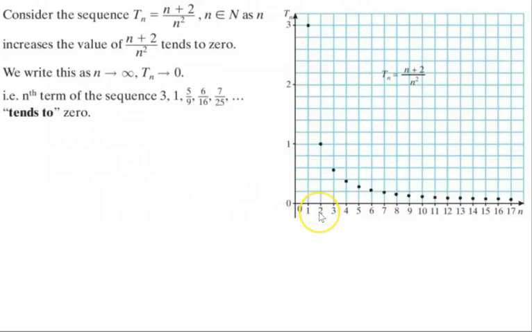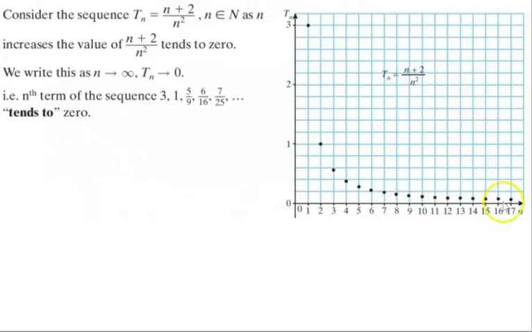If we were to sub in 2 into our nth term, we'd have 2 plus 2 over 2 squared. We'd get an output of 1. So Tn would be 1. So that's where we get (2, 1) on our graph. And if we were to sub in 3, our output would be somewhere above 0.5. And we can see as we keep subbing in values and our n values get bigger and bigger, our output gets closer and closer to 0.